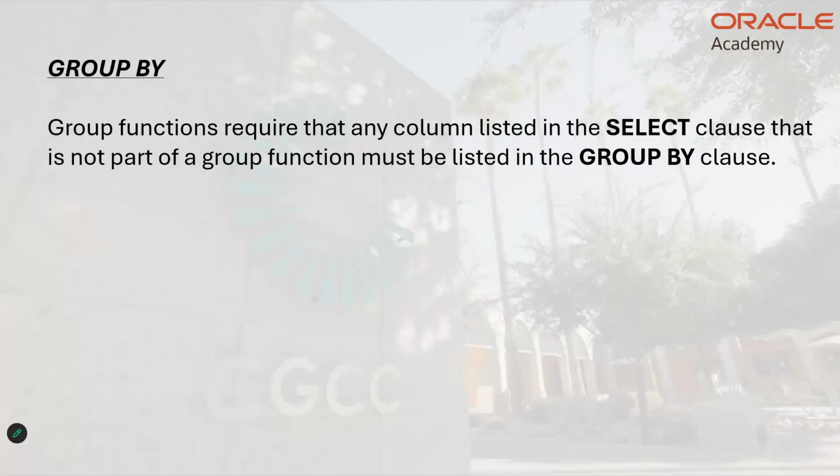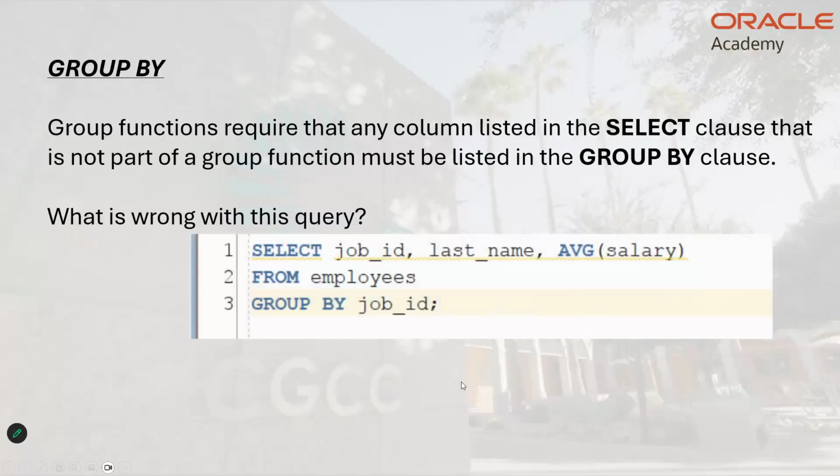I can remember running many queries where I'd include all the columns because they were part of the report. So with that, what's wrong with this query? Will this query actually run? Job ID, last name, average salary from employees, group by job ID. And why would it not run, based on that sentence above?